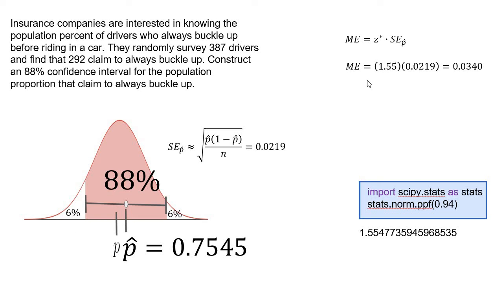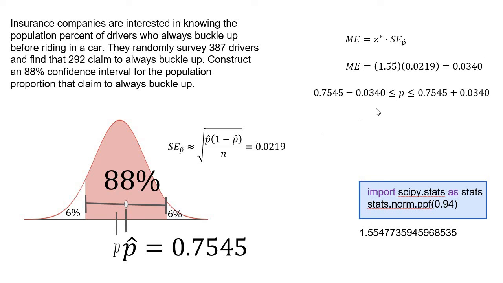So my margin of error is that Z star, which I'm going to round to 1.55, multiplied by my standard error, which I found down here. When I do that product, I find the margin of error, which is roughly 3%. So from my point estimate, 75%, if I go up or down roughly 3%, I'll create a confidence interval that 88% of the time would actually capture the true population proportion. So if I follow this process 100 times, I would expect 88 of those times I would create an interval that actually captured the population proportion.